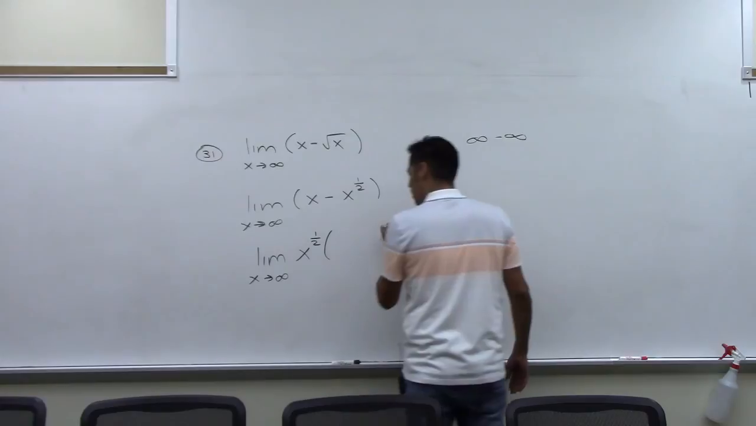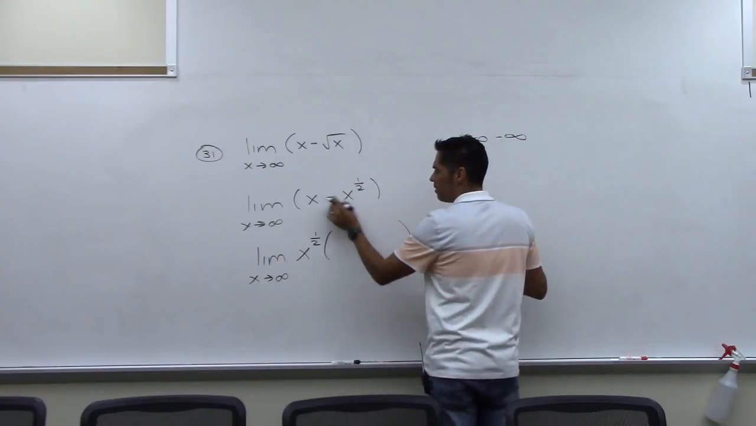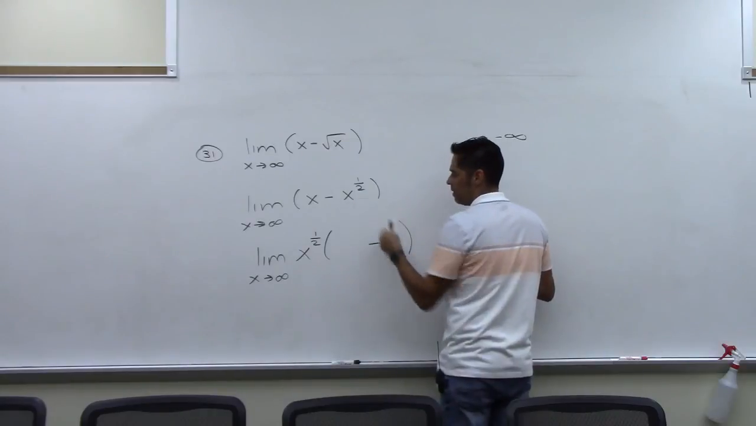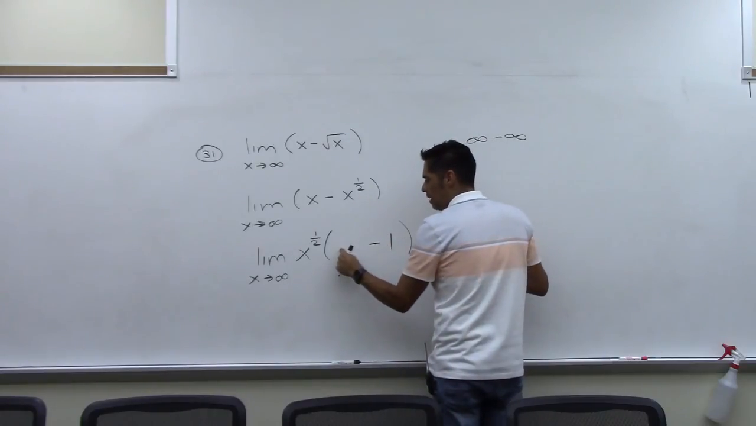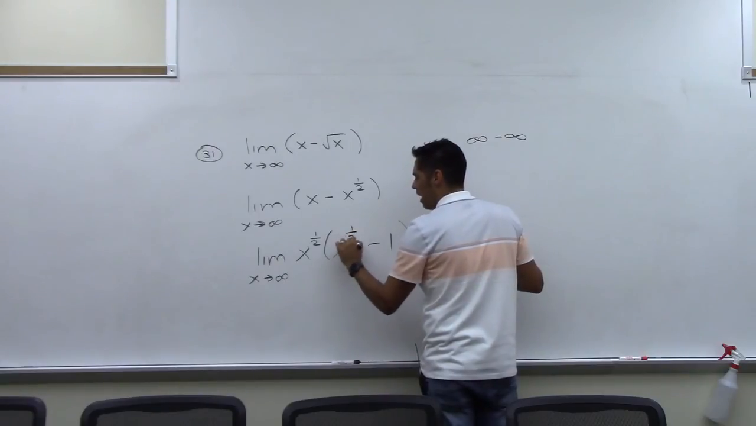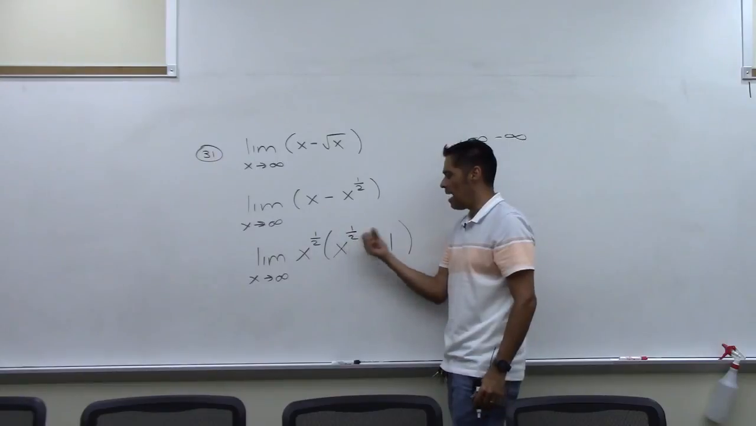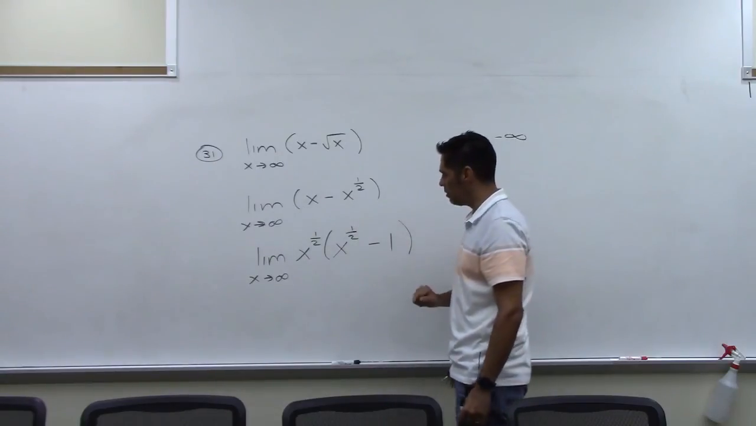And I know that looks a little weird, but if I pull an x to the 1/2 out of both of these, when I pull it out of here, I should have a -1 back here. But then what do I need here to get this back if I multiply through? Well, how about x to the 1/2? So when you multiply these two together, you add the exponents. 1/2 plus 1/2 is 1. So that would give you back this.